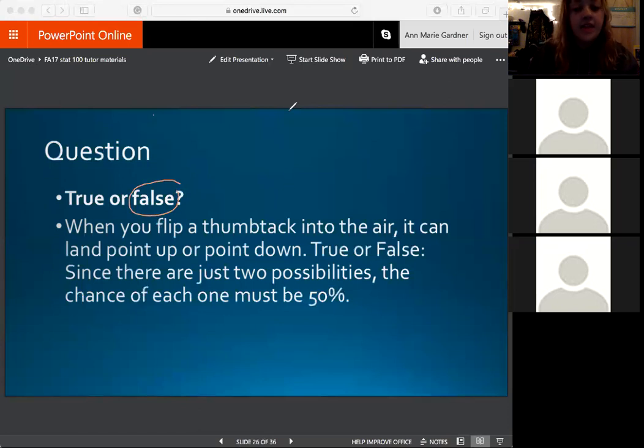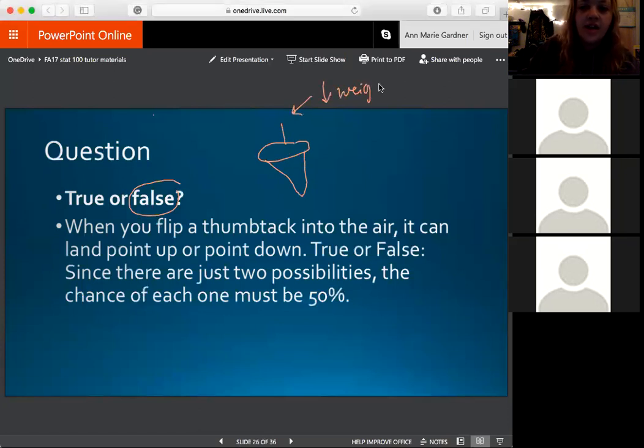It's because the thumbtack, on the higher side, this is supposed to be a thumbtack, looks like an acorn, but this is going to have less weight. So it's going to have a lesser chance of falling on that. It's probably not going to fall on the tip. So that's why it's not going to be 50-50 in that case, because that would be assuming that they weigh the same. So that is false. So great thinking.